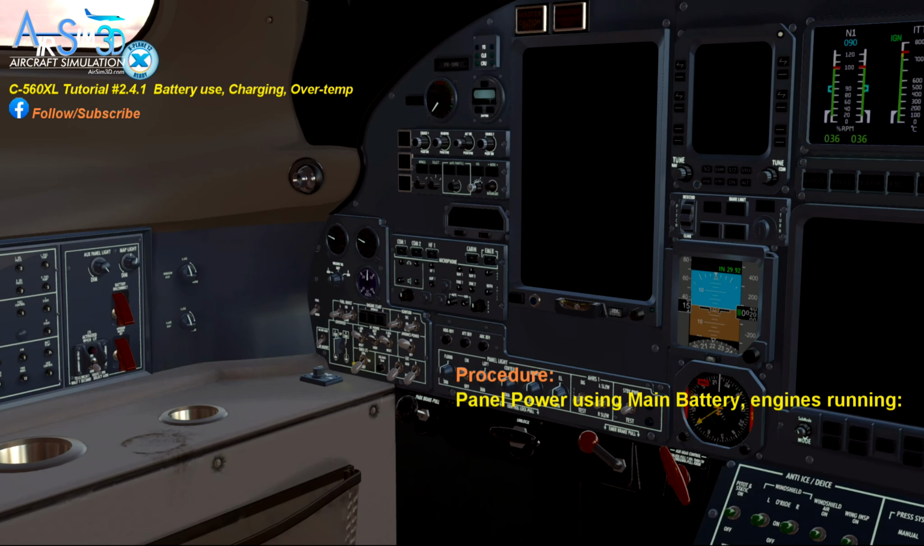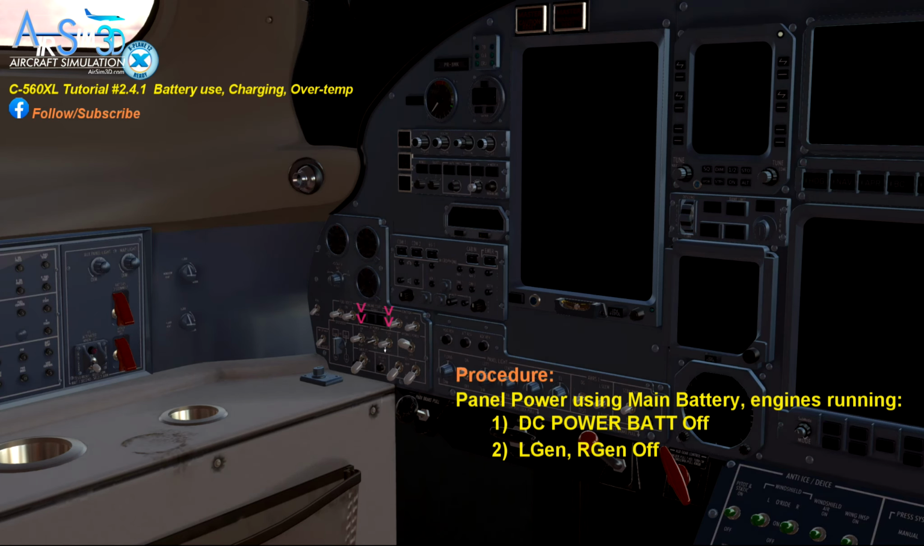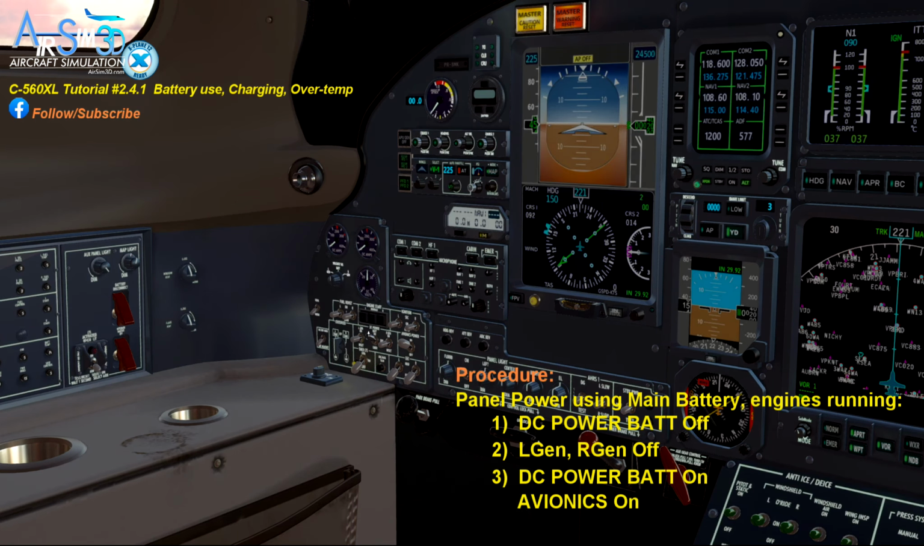So how do you correct and fix this? First step, switch the main battery to off, the middle position. Then turn both engine generator switches to off. Next step is to turn the battery switch back up to the on position, and then all will be well.